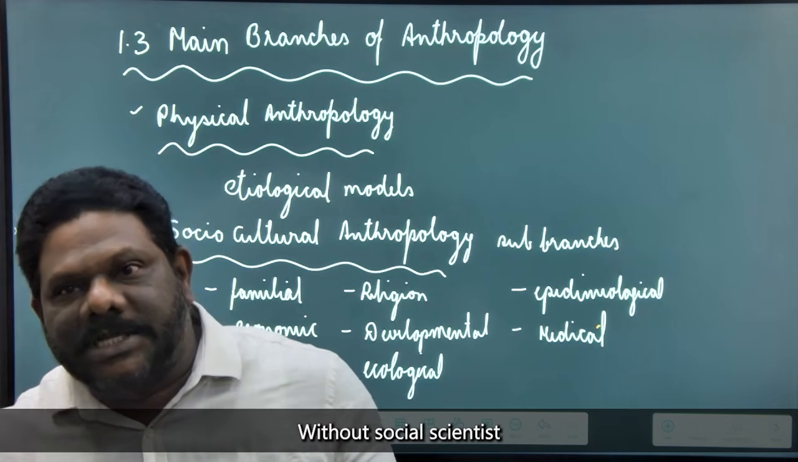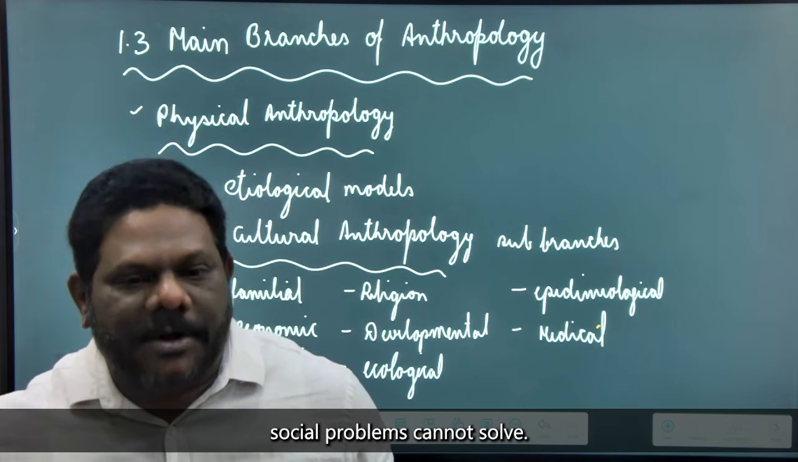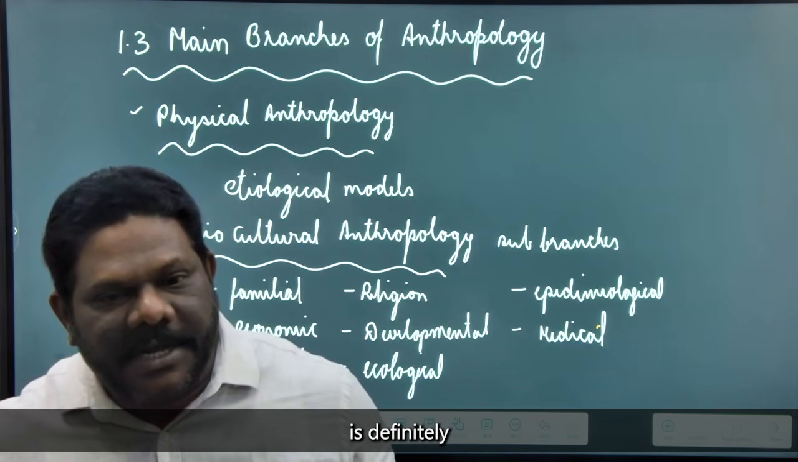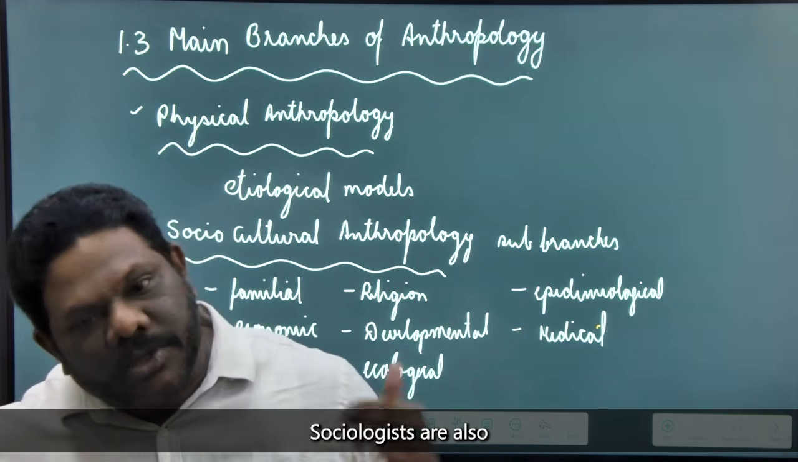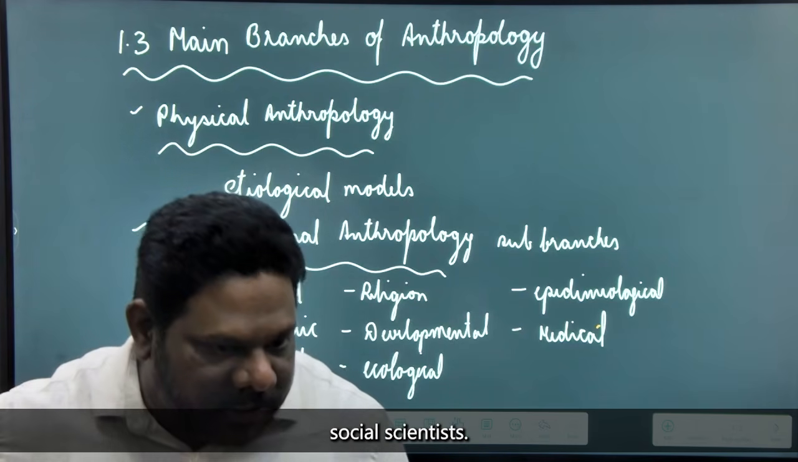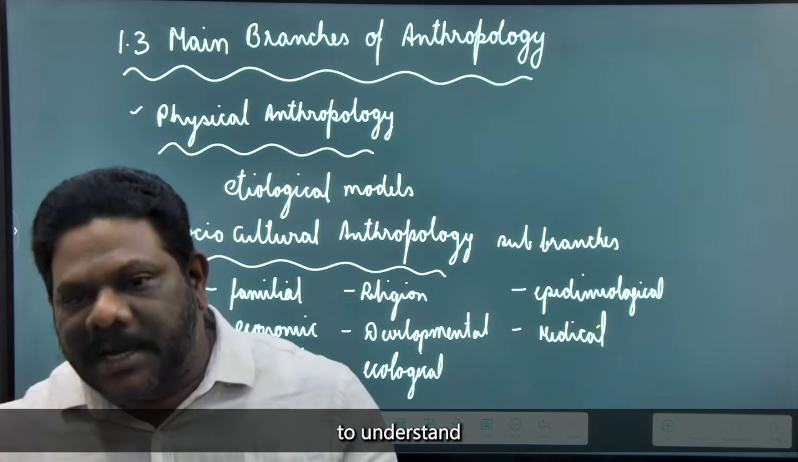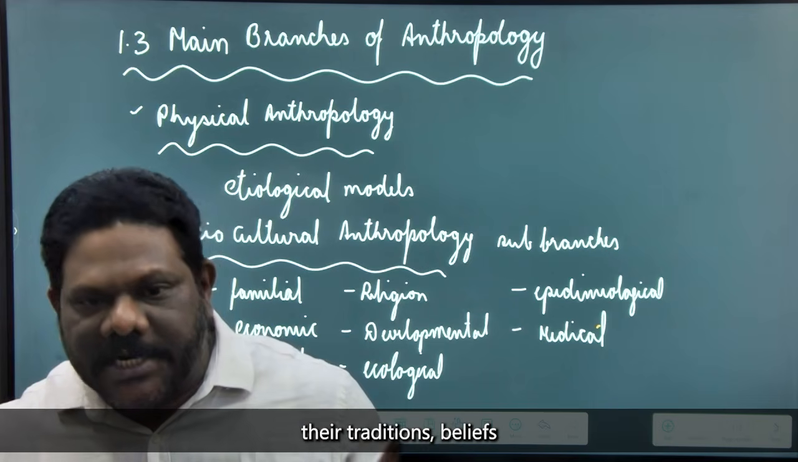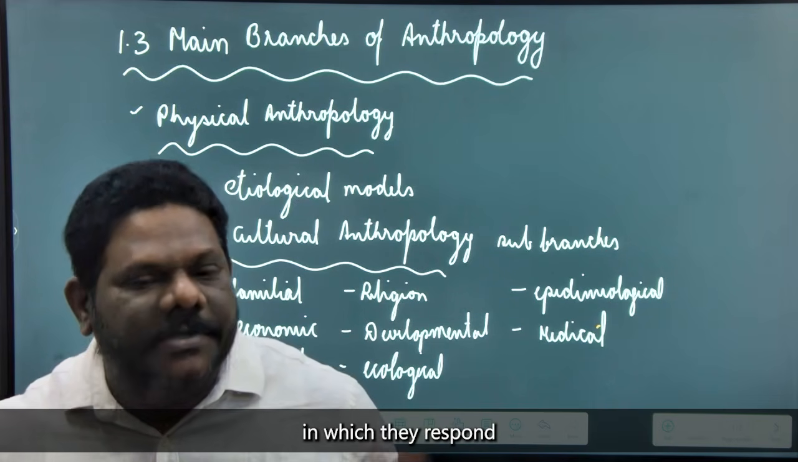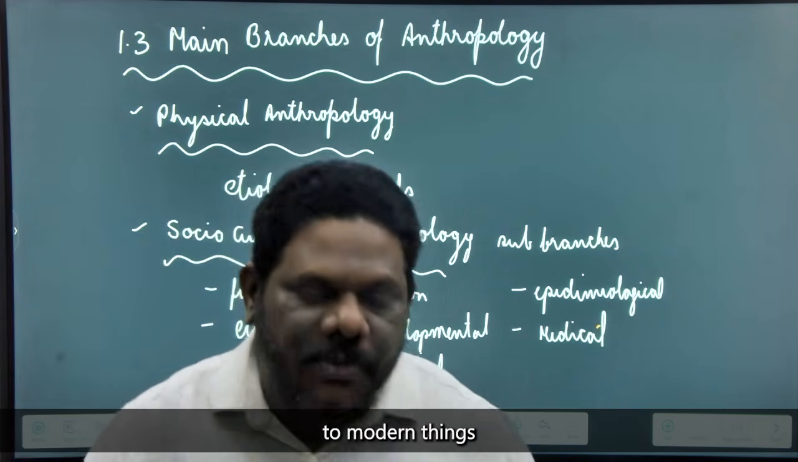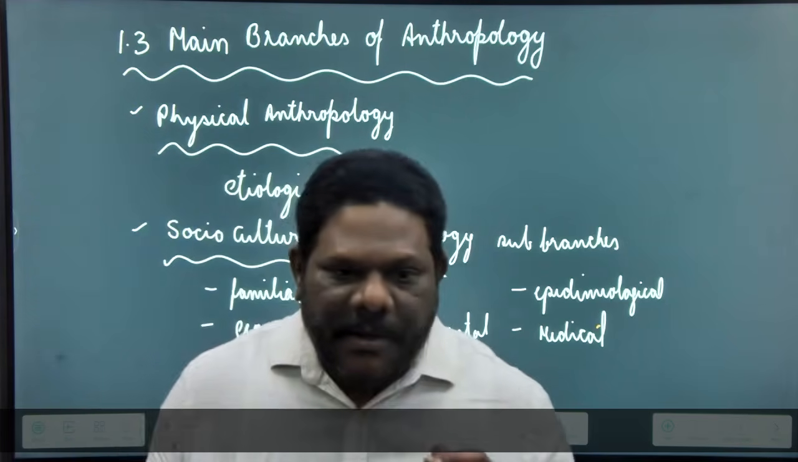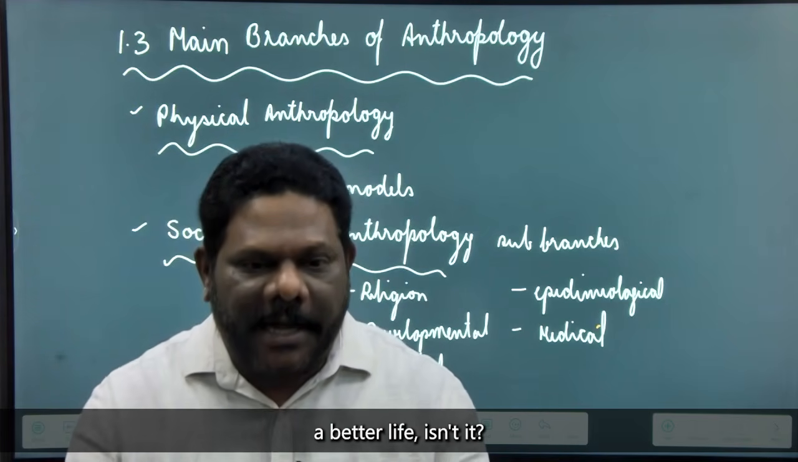Without social scientists, social problems cannot be solved. An anthropologist is definitely a social scientist. Sociologists are also social scientists. You get my point? So obviously it is very important to understand the cultural practices, their traditions, beliefs, and the manner in which they respond to modern things, so that you can help them lead a better life, isn't it?